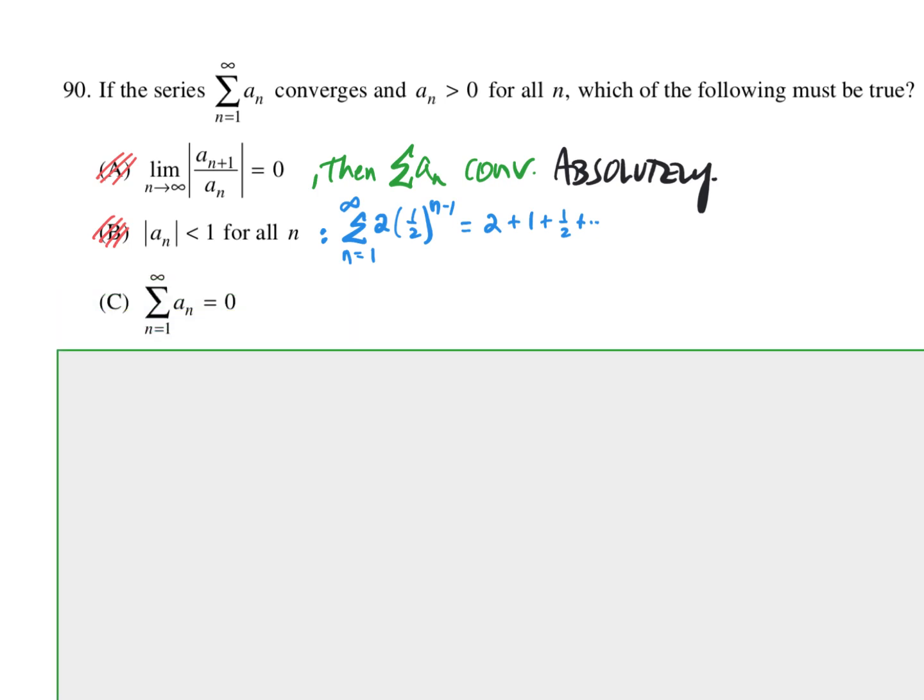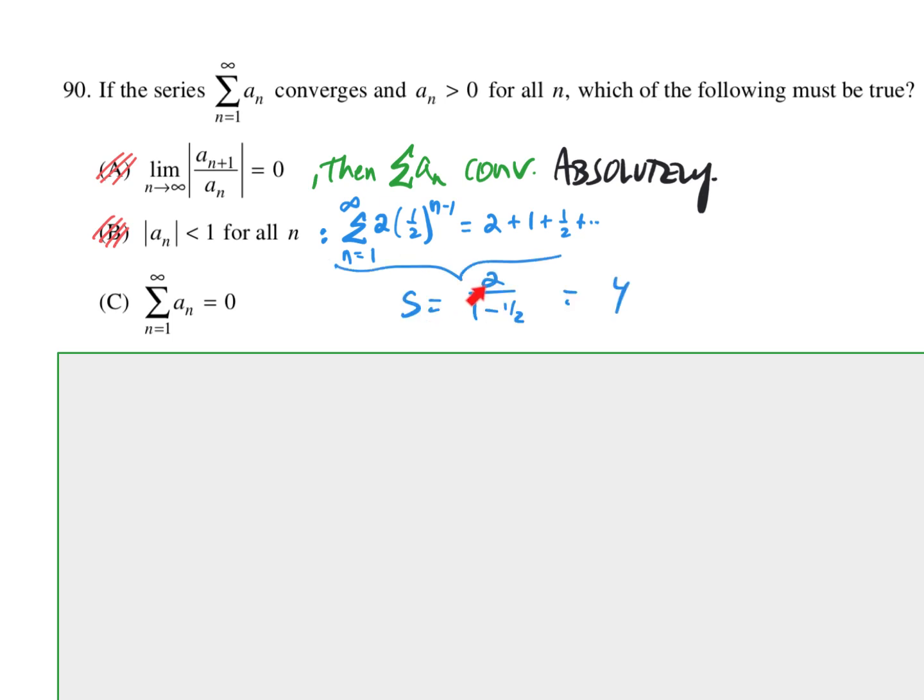Let's take a look at C. Well, for that, we can just look at our counterexample in part B. Here's a converging series, and does it add up to 0? No. This converging series adds up to its first term divided by the difference of 1 and its common ratio, R equals 1/2, which is 4. So this doesn't have to be true. We can rule out C.